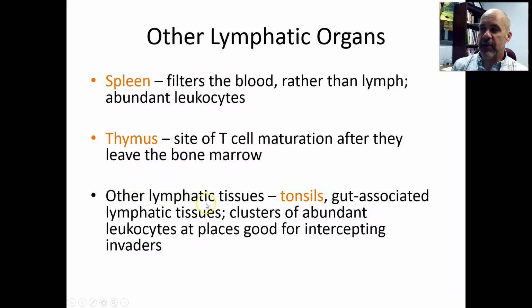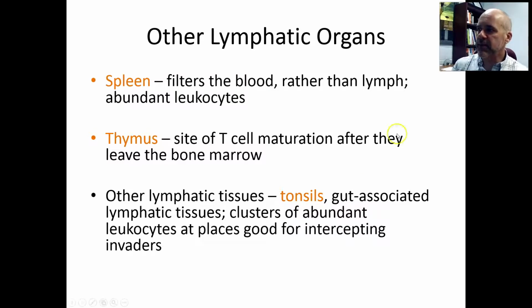And you've got some other lymphatic tissues like your tonsils, if you still have those. Those are kind of like big giant lymph nodes that are located in your pharynx and up in your nasopharynx. They're concentrated areas where you have lots of leukocytes, white blood cells, poised and ready to intercept invading microorganisms.